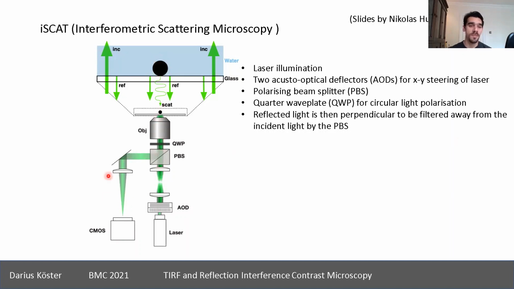And the collection is sort of the same idea. There's a quarter wave plate between the objective and the beam splitter. So you get again this kind of game of selecting your light by using polarizer and analyzer. And the detector can be a simple CMOS camera.